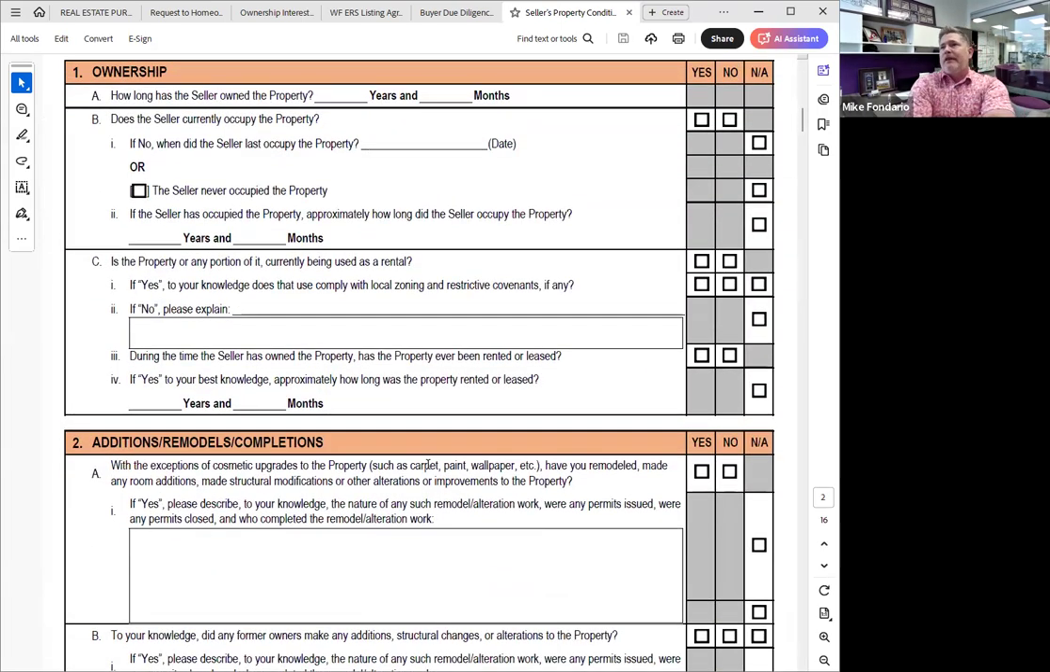Ownership. This should be pretty easy. How long have you owned the property? Have you occupied it or non-occupied it? And then, of course, they've got to disclose if the property is being used or has been used as a rental. And then you also have, during the time the seller has owned the property, has the property ever been rented or leased? And then you have to disclose those items.